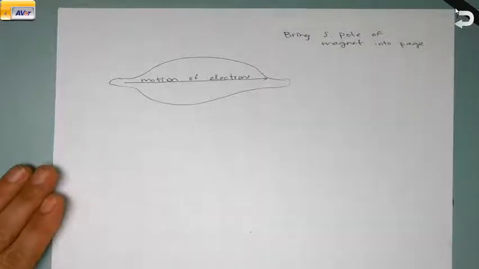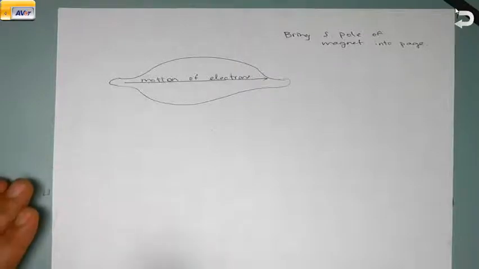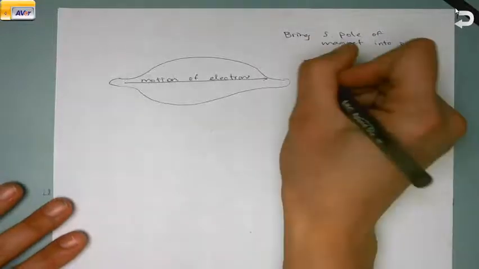Okay, and now we know that magnetic field lines always point out of the north pole of the magnet and into the south pole of the magnet. So we want to use that, okay? So B field lines.